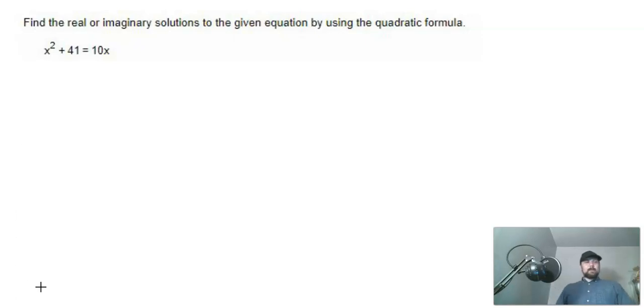Okay, so let's take a look at this problem. So here, the first thing we're going to have to do is get it equal to 0. Now, unfortunately, we're not going to be able to solve this problem by factoring. And again, the direction's very clear about that. They're saying to use the quadratic formula. And so that is the way we're going to have to solve this problem.